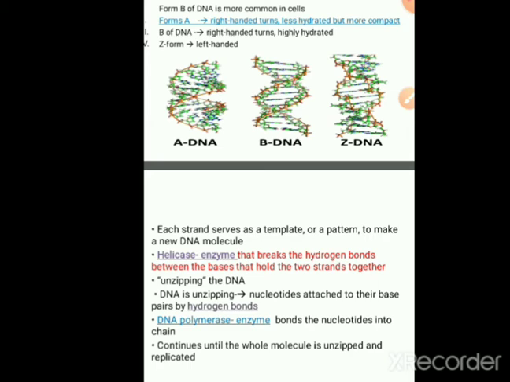The next one is the helicase enzyme. Remember that enzymes are basically 3D structures that accelerate a reaction without participating in it. They simply speed up the rate of reaction, but they are not used up in that reaction. The helicase enzyme is responsible for breaking the hydrogen bonds between the bases that hold the two strands together.